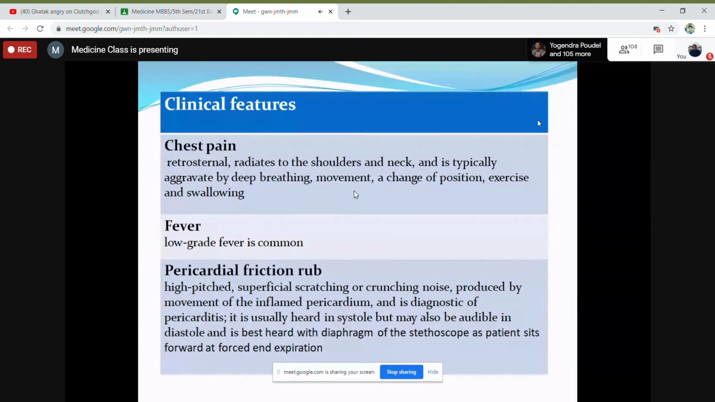Okay? And if you see, in around 85% of the patients of acute pericarditis, this pericardial friction rub may also be heard. So chest pain, we have to differentiate it from acute myocardial infarction, but there are some differentiating points along with fever and pericardial friction rub.